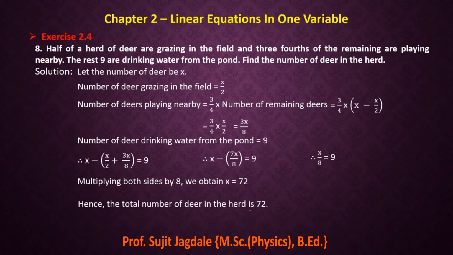So in this way we are able to find the total number of deer in the herd, which is 72. So out of 72, 36 are grazing in the field, 9 are drinking the water, and the remaining 27 are playing. Okay, so this is question number 8.